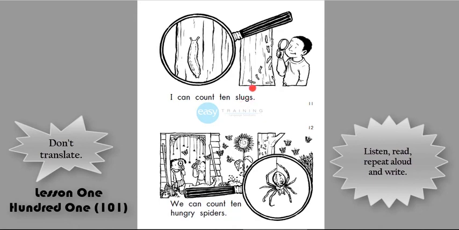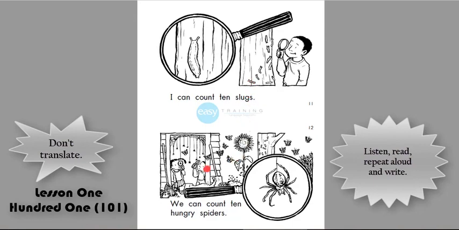Let me see. 1, 2, 3, 4, 5, 6, 7, 8, 9. I can count 9 slugs. Let me count again. 1, 2, 3, 4, 5, 6, 7, 8, 9, 10. Yes, that's right. I can count 10 slugs. 10 slugs.